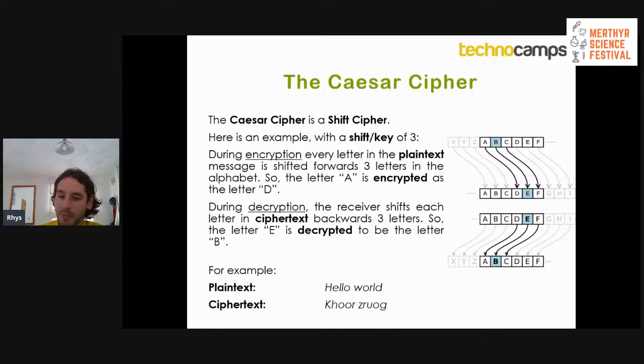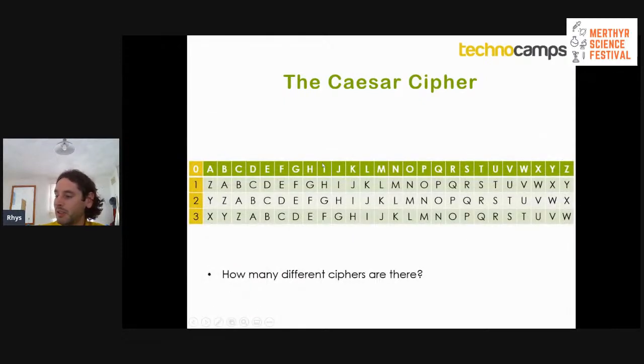As an example, down here we've got a plain text message of hello world, and this would cipher with a shift of 3. It would become Khoor Zruog. Now, here are the letters laid out. In the top row, row 0, we've got the letters in order, A to Z. With a shift of 1, everything moves forward 1 space, and the Z actually comes round to the A. With a shift of 2, everything moves forward 2 spaces. With a shift of 3, everything moves forward 3 spaces. Okay, so that's how it works.